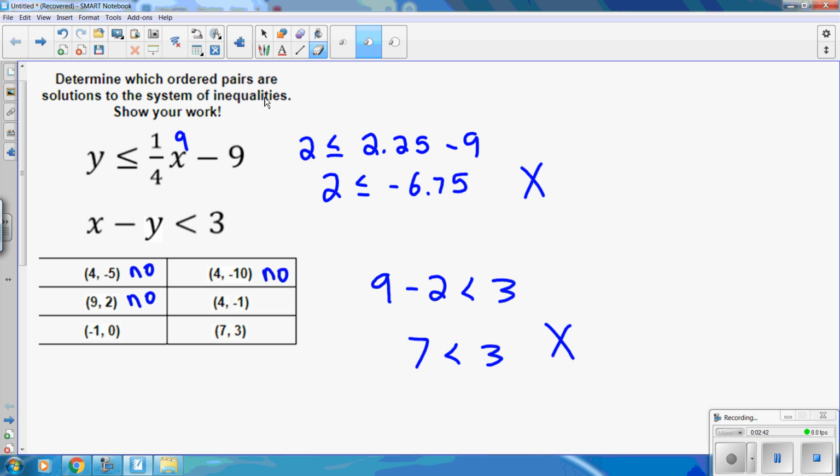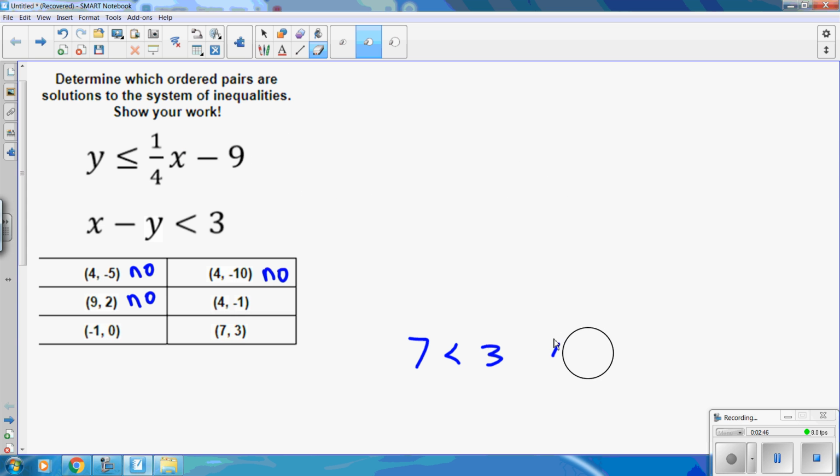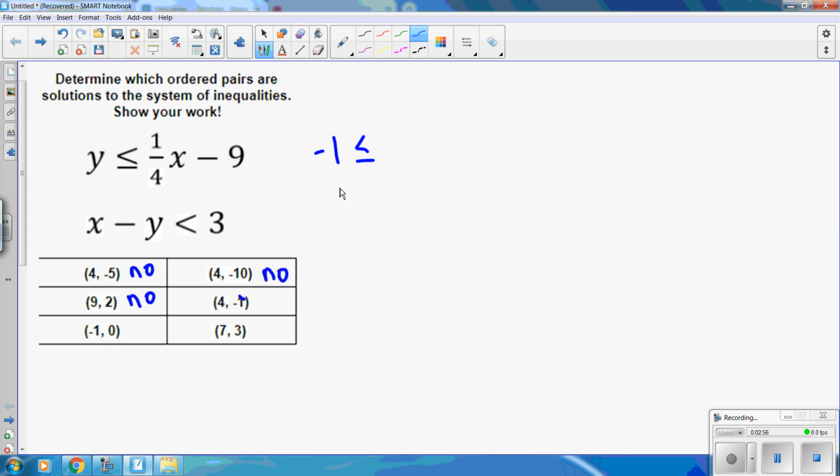Okay, now we're going to try for -1. So let's plug -1 in for y, the top inequality. It's -1 right here, in for y. Less than or equal to, let's plug in 4 for x. 4 times 1 is 4. 4 divided by 4 is 1. And you got the minus 9 next to it. So -1 less than or equal to, this is going to give us -8. -1 is not less than -8. It doesn't work here.